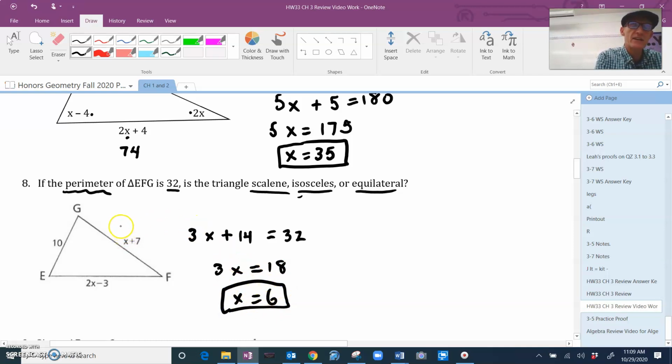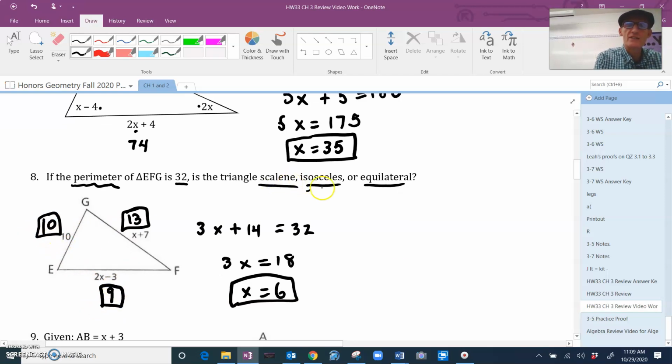Substituting the x back in here is 13 for this side. 2 times 6 is 12, minus 3 is 9 for this side, and then 10 for this side. So all three sides are different, so that is a scalene triangle.